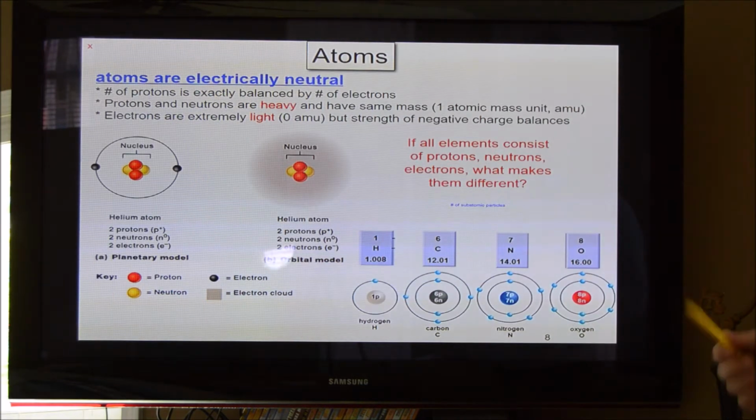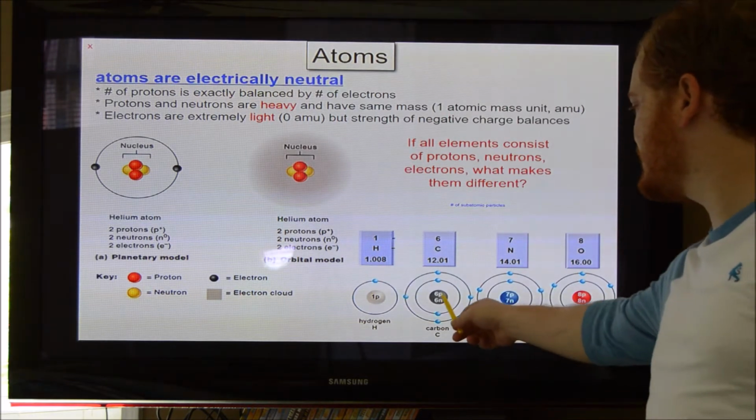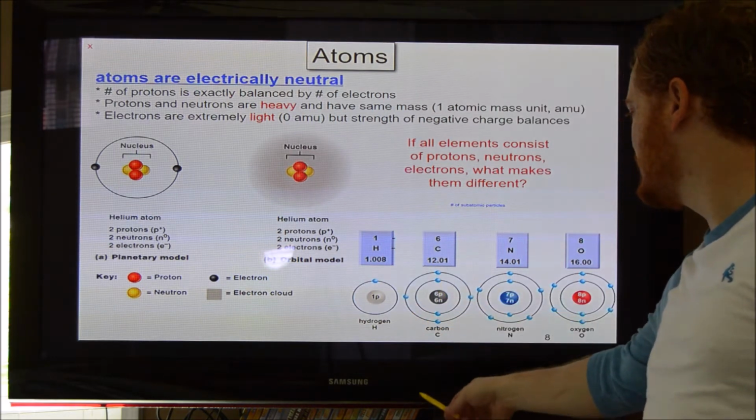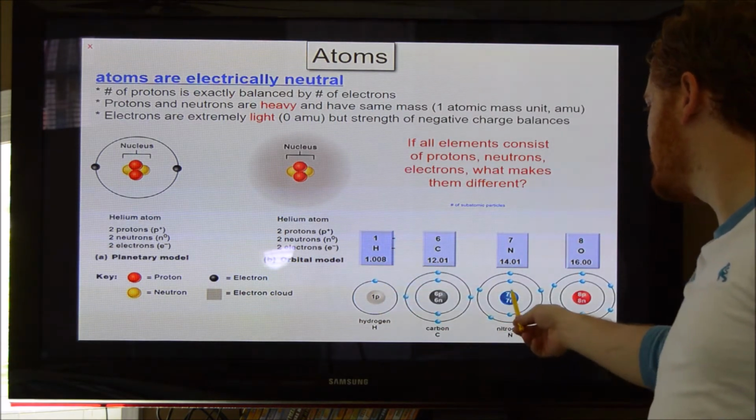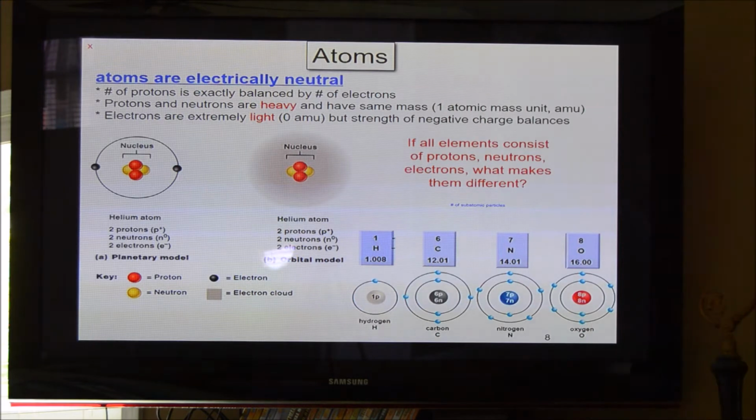Atoms are electrically neutral. That means they have the same number of protons as electrons. That is a fact. You can see this here: 6 protons, 6 electrons; 1 proton, 1 electron; 7 protons, 7 electrons. That's how that works. They are electrically neutral. That's a fact.